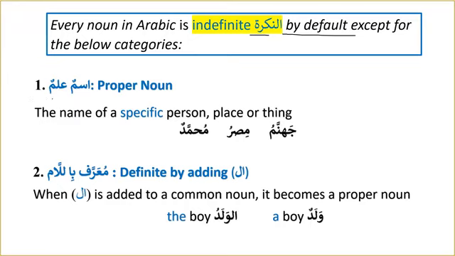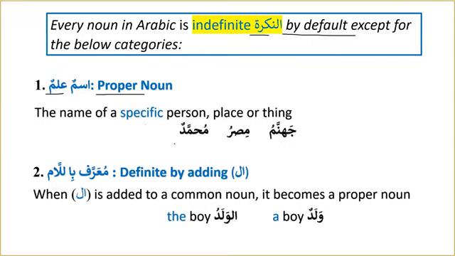So the first category that tells us that the noun is a definite noun, or marifa, is ismun alamun. Ismun alamun means proper noun. Alam is used for the flag, something that is rising, and that's why it is called ismun alamun. So it is the name of a specific person like Muhammadun, a place like Misru, or a thing or place as well, Jahannamu. So we know that by nature it's a proper noun.